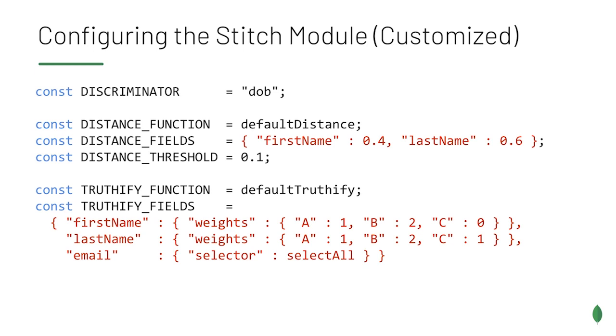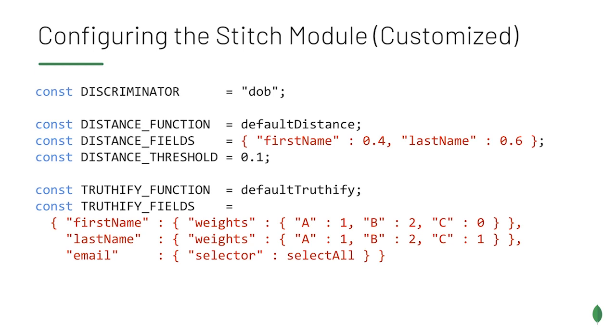And then we got a totally different algorithm for email. There is a selector function that is called select all, and that simply means I want every single email that I see in any of the source systems to be put into a list, and that's what I want to be my master criterion. So this is how you would customize that.